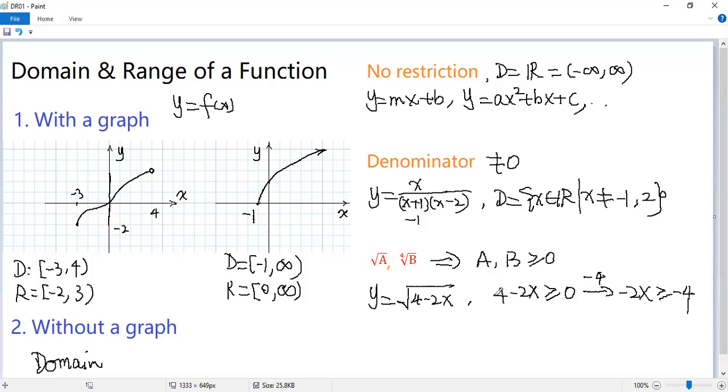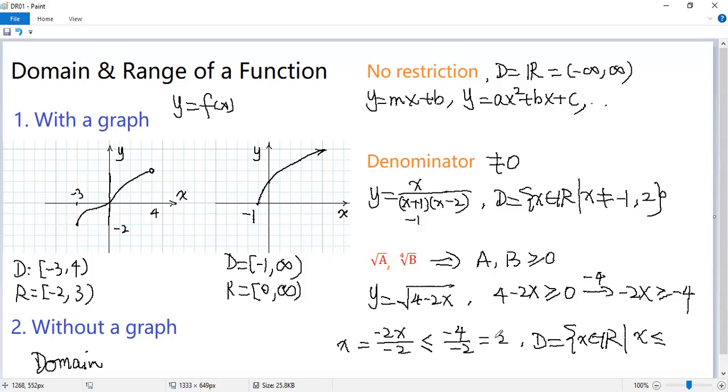To eliminate negative 2, divide both sides by negative 2. So negative 2x over negative 2, and on the right side, negative 4 divided by negative 2. Be careful. In this case, we must change the direction to less than or equal to, because we divide by a negative number. You see the left side equals x, the right side equals 2. So the domain should be real numbers, but x less than or equal to 2.